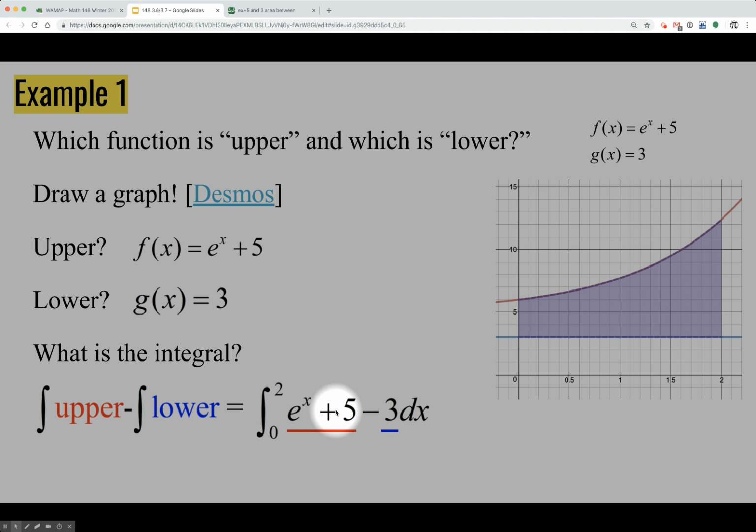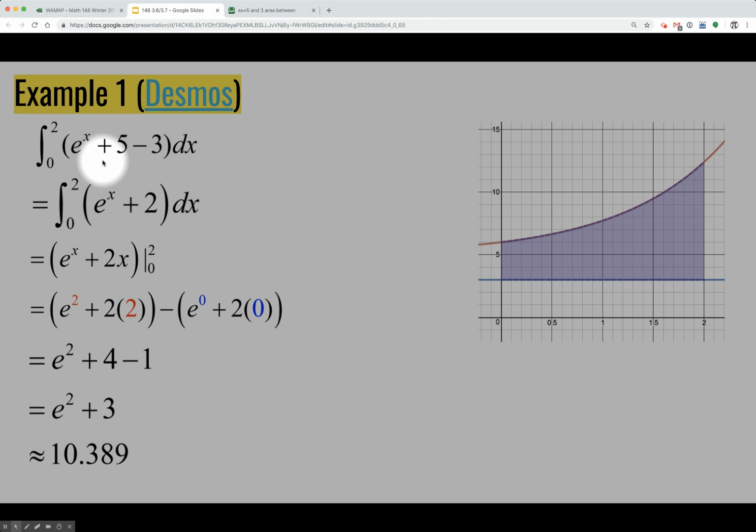It's this entire expression here that we are taking the integral of. You can see here, plus 5 minus 3 can be simplified a little bit so that we can integrate that a little bit more easily. So when we do that, we see that this 5 and this negative 3 add to a positive 2. So this is the integral that we're taking, e to the x plus 2. So we need to find the antiderivative of this expression, the opposite of the derivative.